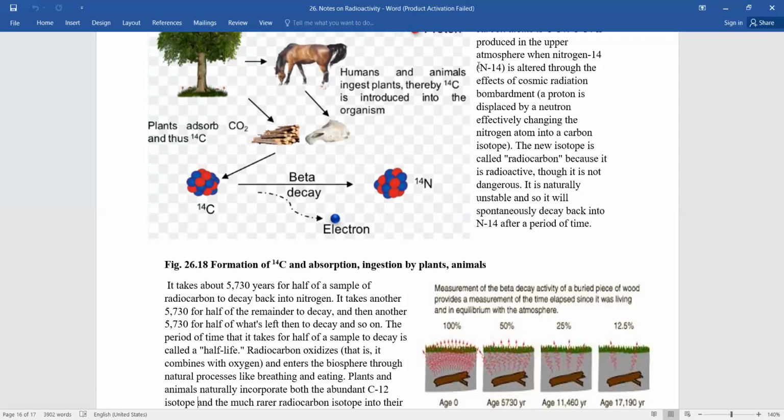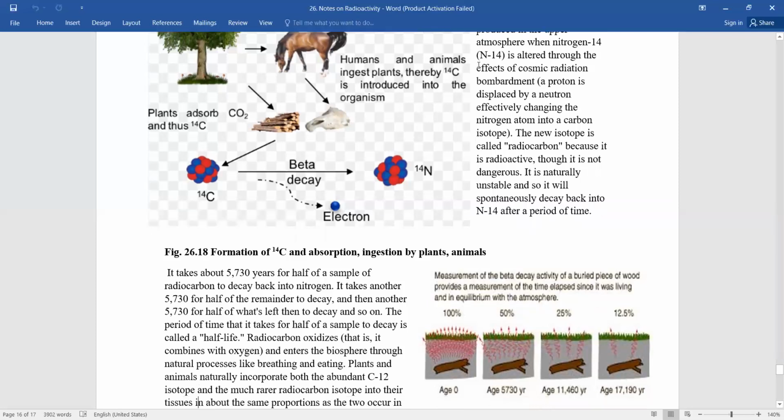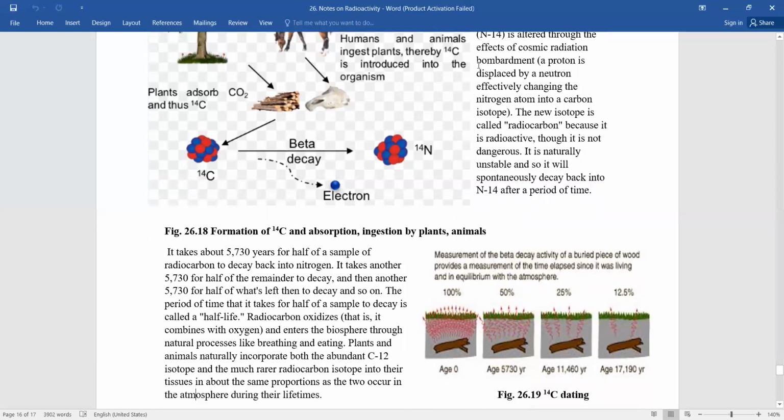Radiocarbon oxidizes and enters the biosphere through natural processes like breathing and eating. Plants and animals naturally incorporate both the abundant C12 isotope and the much rarer radiocarbon isotope into their tissues in about the same proportions as the two occur in the atmosphere during their lifetimes.